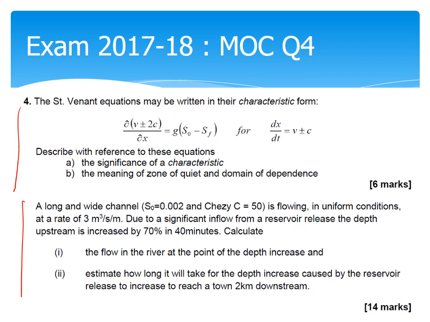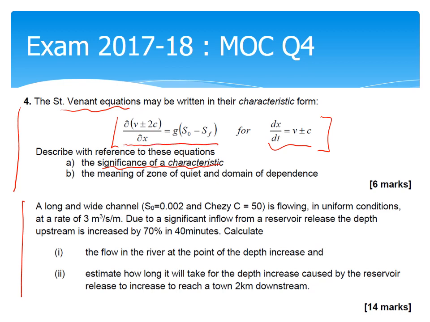Let's just quickly look at the first part. It identifies the Saint-Venant equations and the characteristic form, and these are given as a pair of equations for the method of characteristics. Then it asks you to describe the significance of a characteristic. You'll have to take this from your notes. A characteristic is a line in space described by this right-hand equation, and along that line in space and time this equation applies.